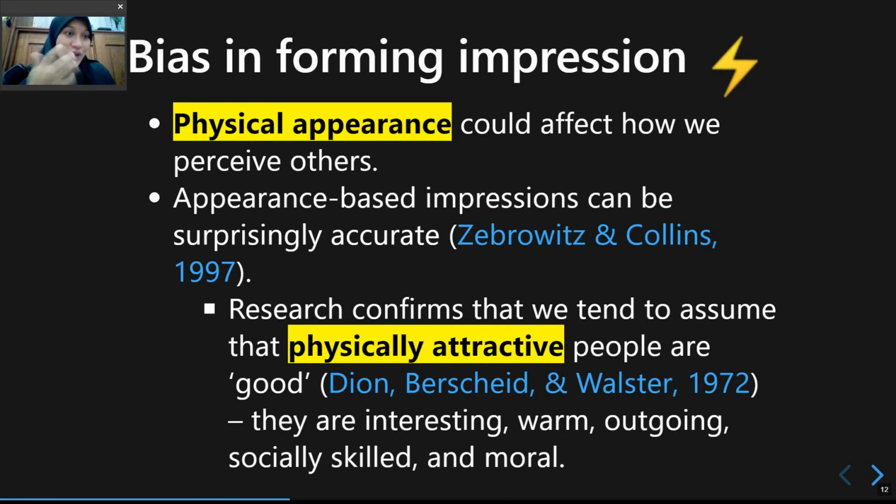Of course, you would associate those less attractive appearances with many negative characteristics. So the idea that people would judge you on your physical appearances, in the context where meaningful information barely exists, of course people will judge you based on your physical appearances. And even for people who are physically attractive, lay people would associate that attractiveness with many good traits such as being interesting, warm, outgoing, socially skilled, and people would judge you as a good person as well.